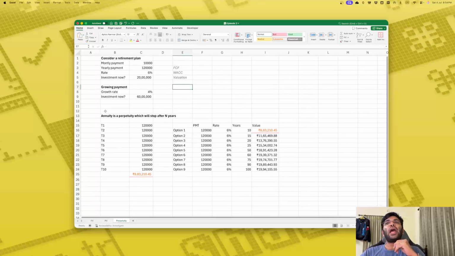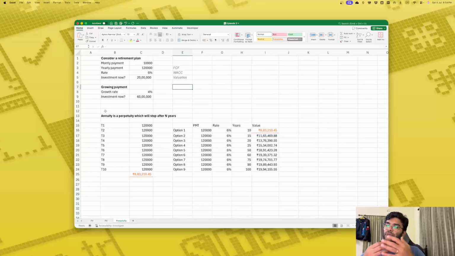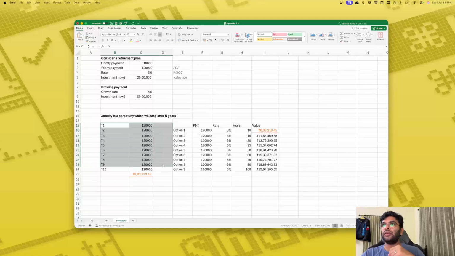Now, annuity is very similar to perpetuity. The only thing is it does not extend forever into the future. It is done for a certain predetermined number of years, 5 years or 10 years, etc. So I've calculated the same example. Instead of a perpetuity, if it's a 10-year time period, instead of 20 lakh, you'll have to make a payment of 8.83 lakh only to buy this package.